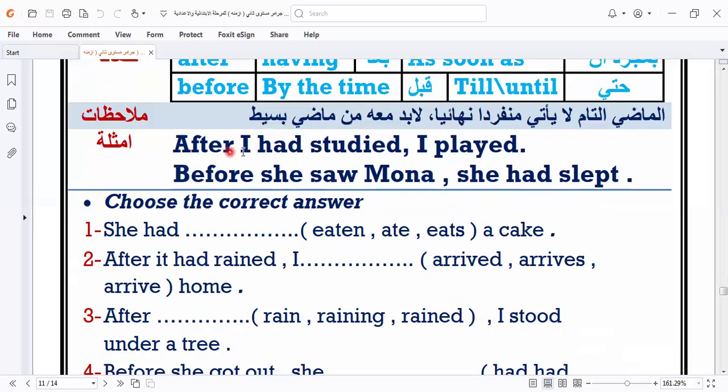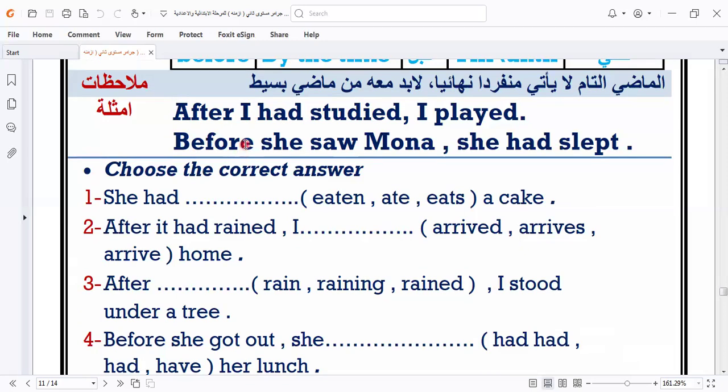I will read an example to be more clear. After I had studied, I played. So I finished my study, then I played. Here we have had plus the past participle of the verb, and the other part is in the simple tense. Before she saw Mona, she had slept. So she slept first, then saw Mona.